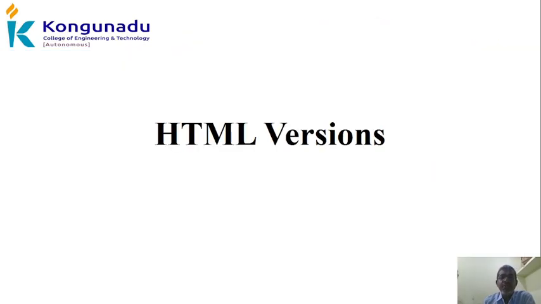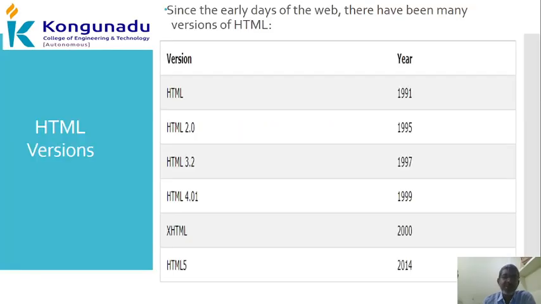Okay, next is the versions of HTML. In 1991, the first version of HTML was introduced. Next, 1995 2.0, 97 3.2, 99 4.01, and then 2000 and 2014 HTML5. After that, HTML has migrated to recent tools, which we can see in later sessions in units 4 and 5.